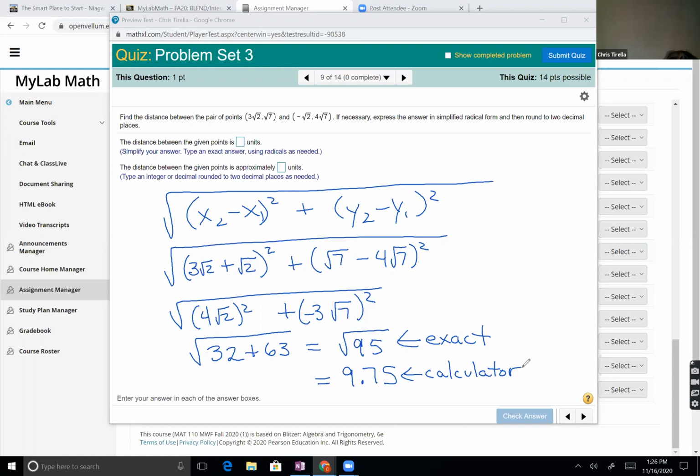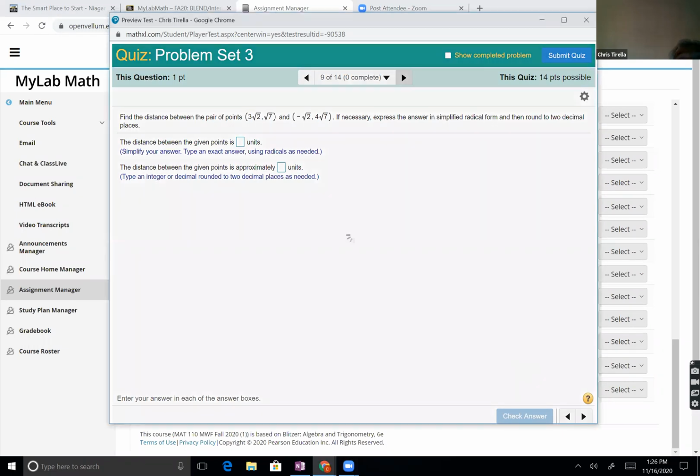How is everybody with their distance formula? Any questions? If not, I'm going to clear it and go to the next question.